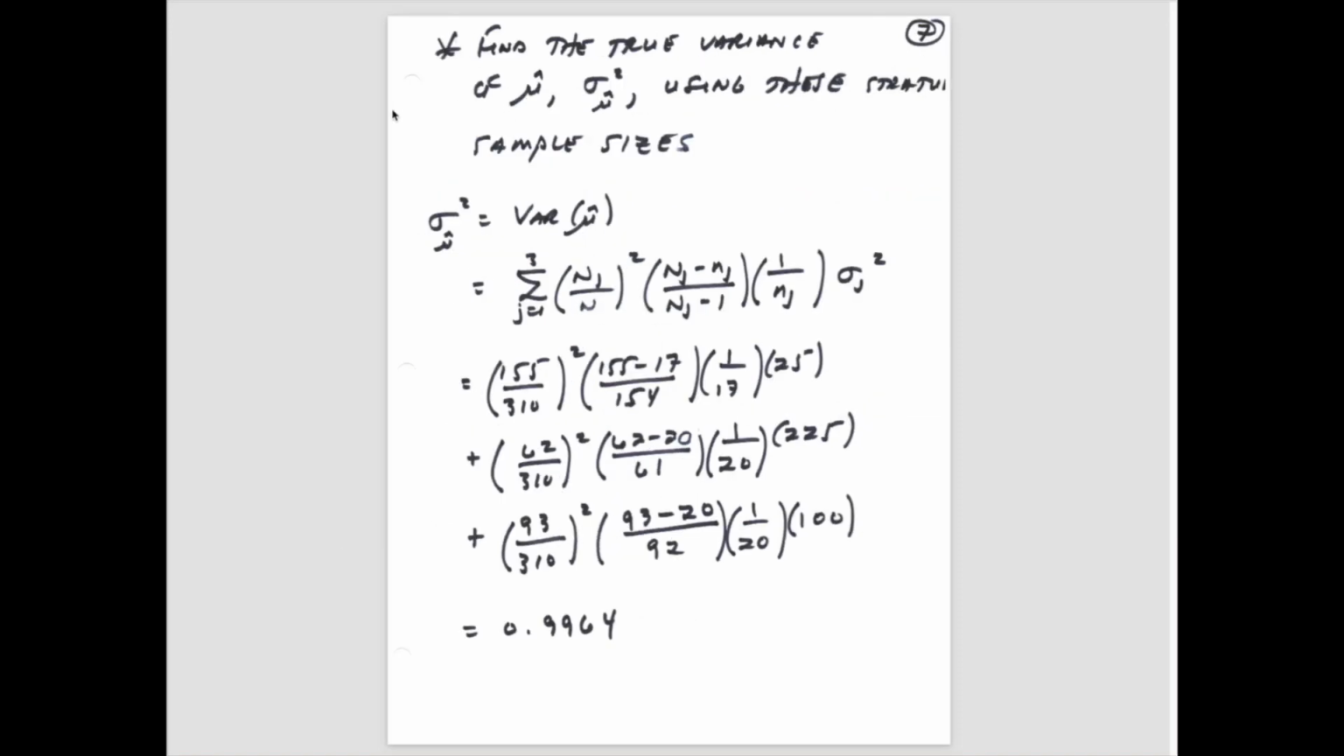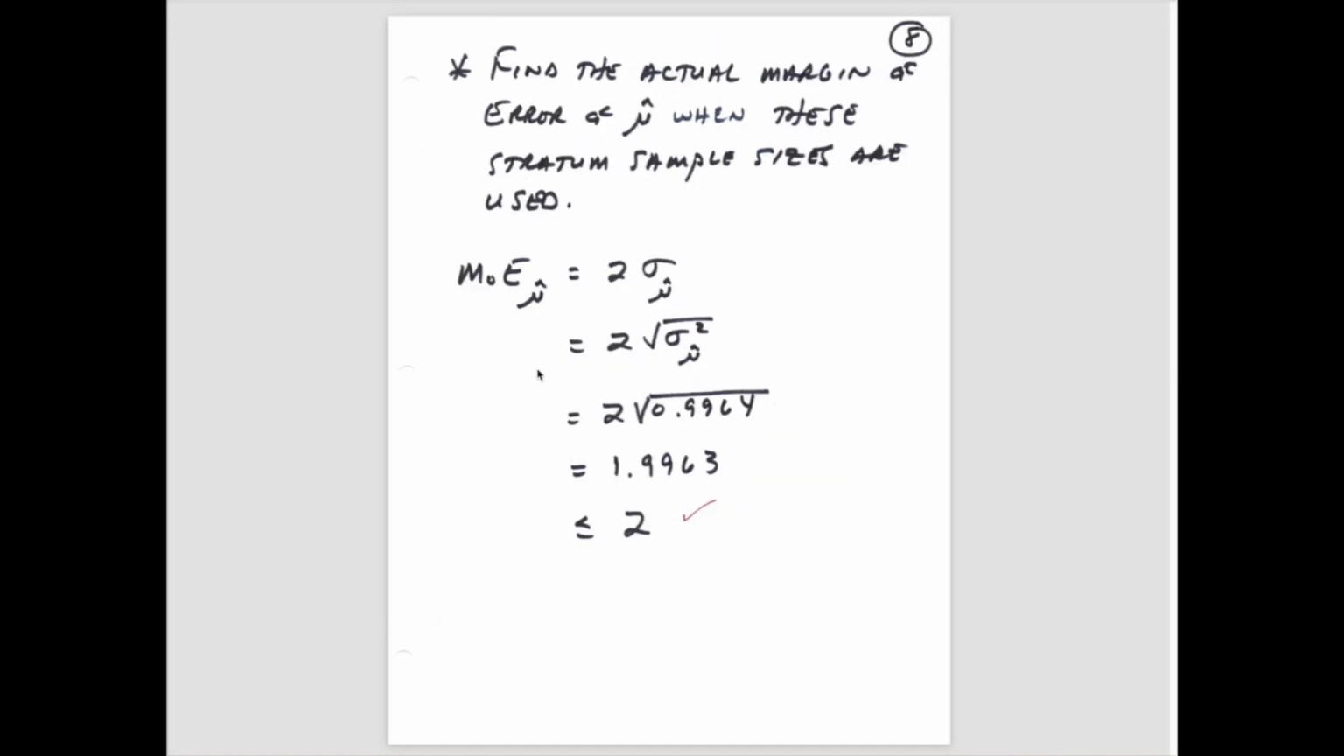Okay, now let's use those stratum sample sizes to calculate the true variance of mu hat using these sample sizes and the formula for the variance of mu hat from the previous work in the notes. And so when we do that, we find that the variance of mu hat is equal to 0.9964. Okay, and then taking the square root of that value and multiplying it by 2, we get a margin of error associated with mu hat of 1.9963. And that is, in fact, less than or equal to the desired value of 2 hours.